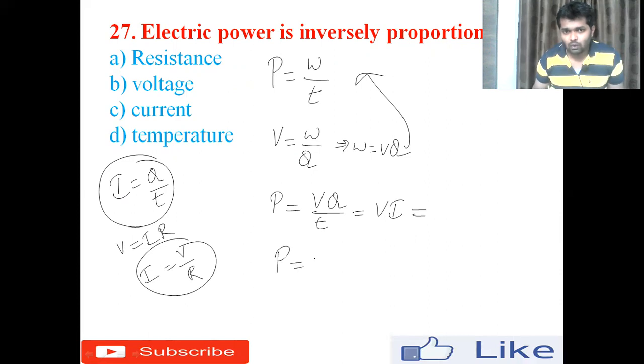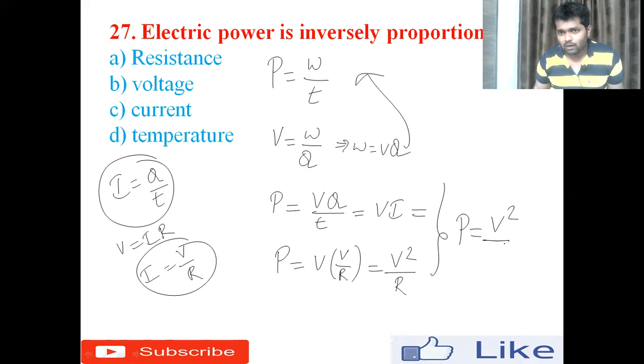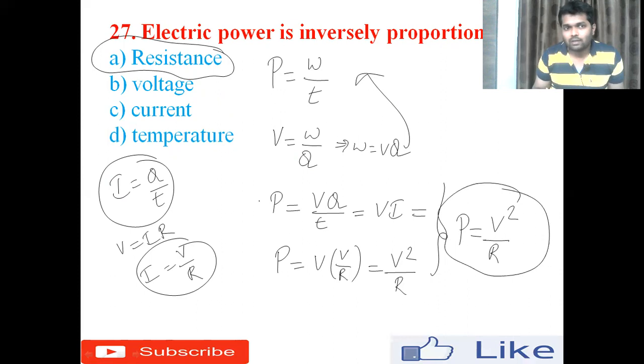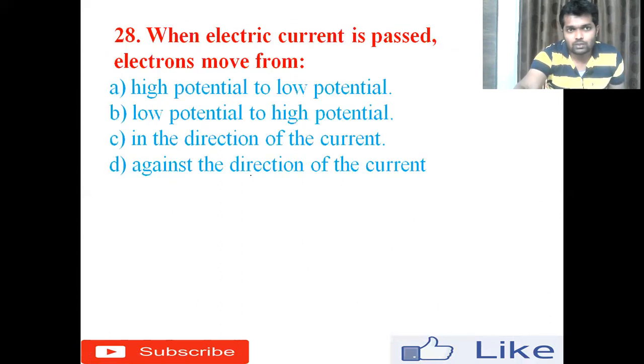So power equals V into V by R, correct? So V into V is V square, divided by R. So now altogether I can write it as P equals V square divided by R. So power is directly proportional to voltage or potential difference, and power is inversely proportional to resistance. So the right answer for this question is option A, power is inversely proportional to the resistance. And here is the formula, and these are the steps. You can write it down. Okay, we'll move to the next question.